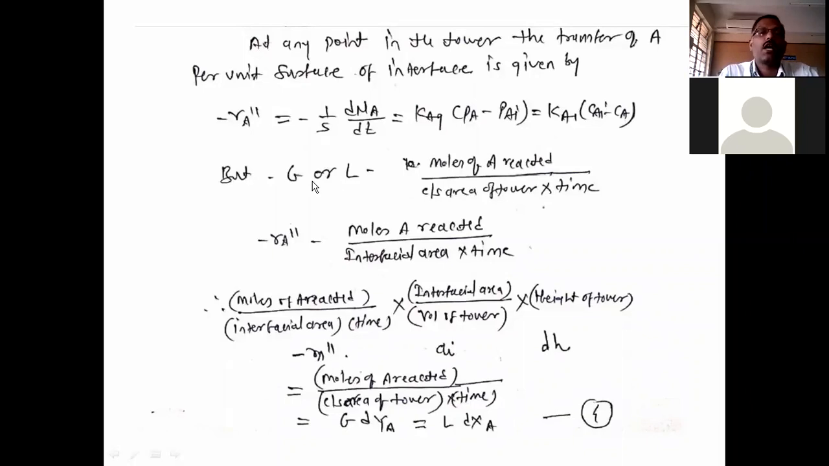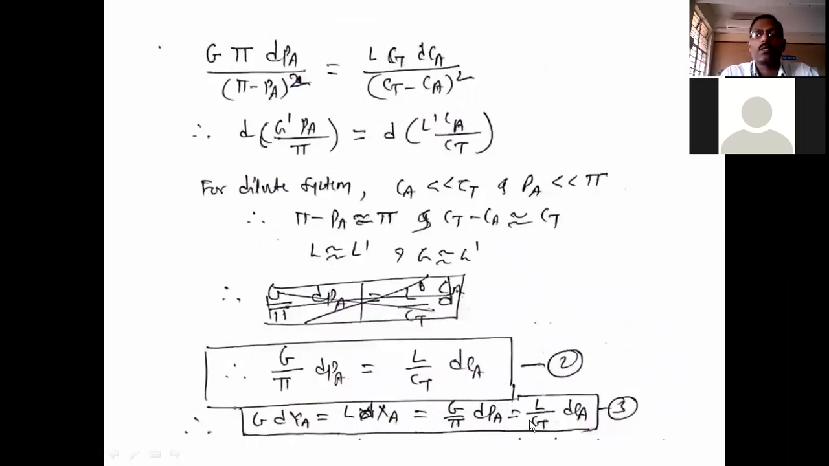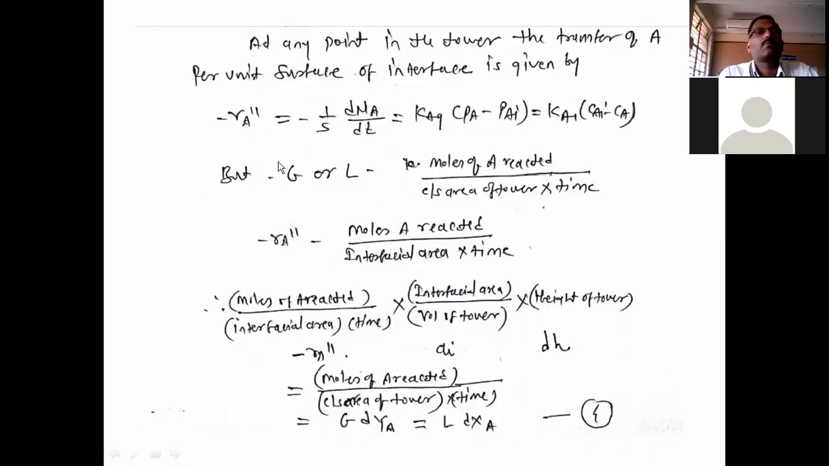Now we have G and minus Ra. We want to equate equation 3, in terms of G and L, with minus Ra dash. But these units are different. Here it is moles of A reacted per unit cross-section area of tower per unit time, and here it is moles of A reacted per unit interfacial area per unit time.